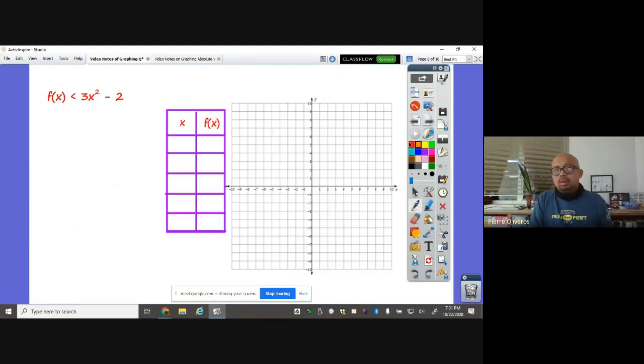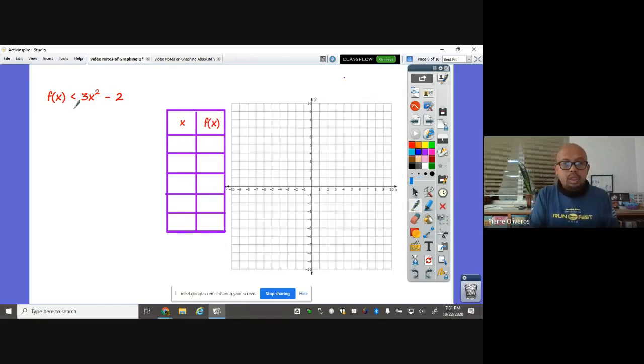Okay. All right. This time we're going to do the quadratic inequality. So f of x is less than 3x squared minus 2. Again, some review. If you have a less than or greater than, we're going to have a dotted line. If we have a greater than or greater than or equal to, we're going to shade above. If you have less than or less than or equal to, we're going to shade the below portion of the graph. Okay, all right.